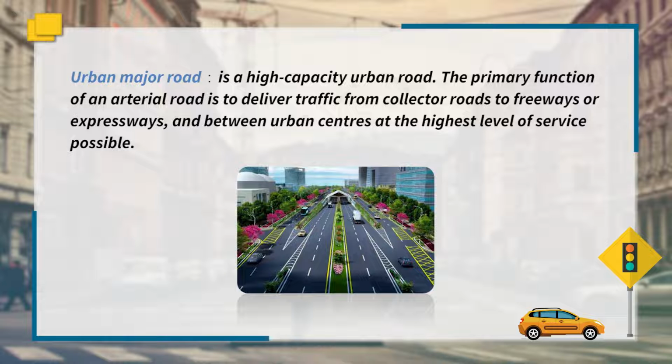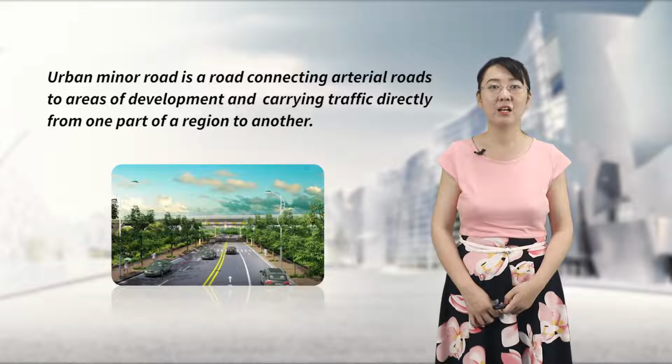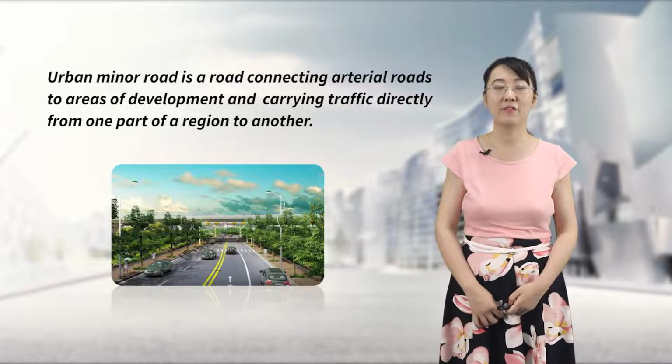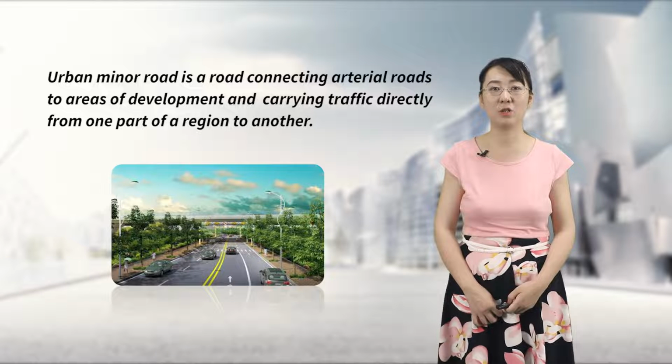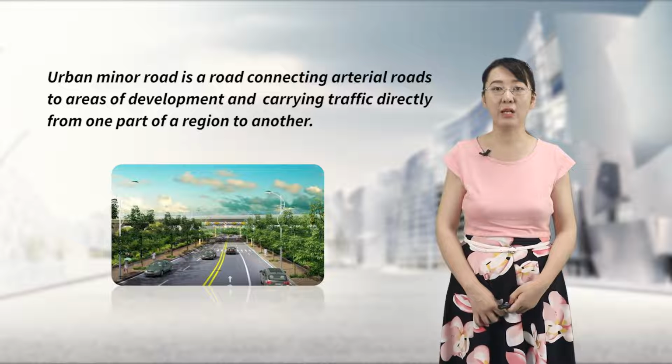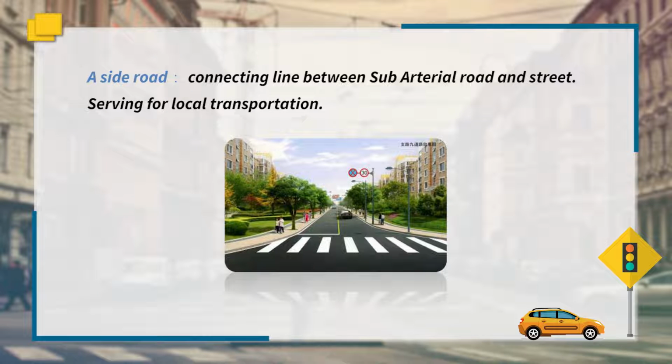Because of their relatively high accessibility, many major roads face large amounts of land use and urban development, making them significant places. An urban sub-arterial road connects urban arterial roads to areas from different development places, carrying traffic directly from one part of a region to another. A side road connects sub-arterial roads and streets, serving local transportation.